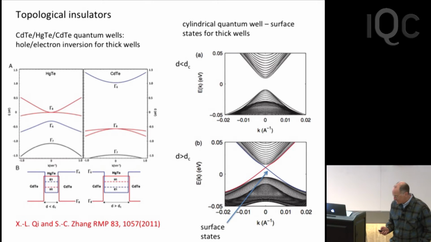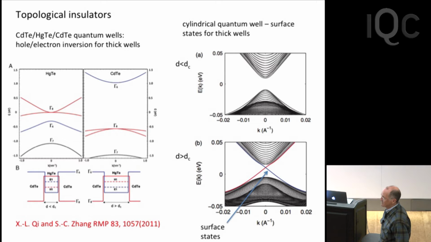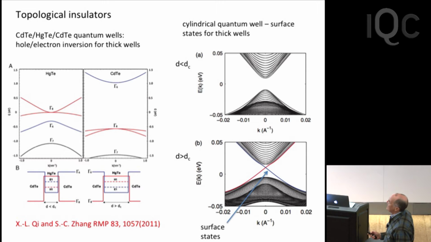But today I'm going to be talking about topological insulators. A topological insulator is a material that is insulating in the bulk, but conducting on the surface. An example is cadmium telluride, mercury telluride, cadmium telluride quantum wells.